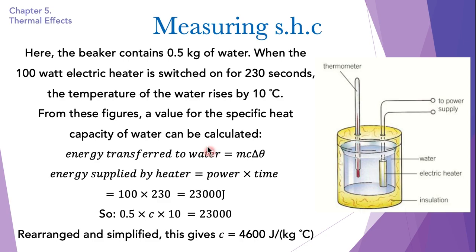So 0.5 kg multiplied by the specific heat capacity and multiplied by 10, which is the temperature rise, gives us 23,000. So when we rearrange this equation, we get 4600 joules per kg degree centigrade.